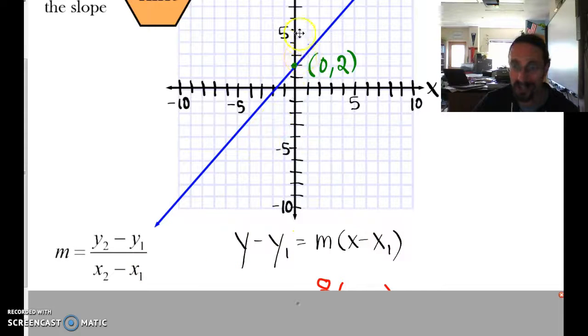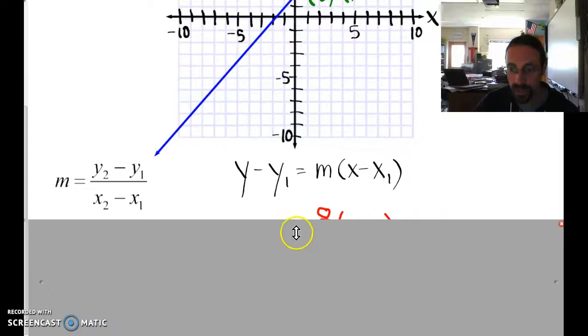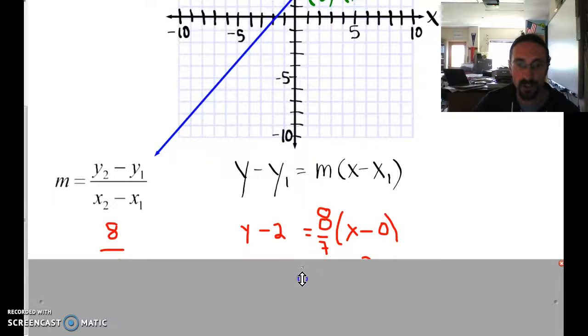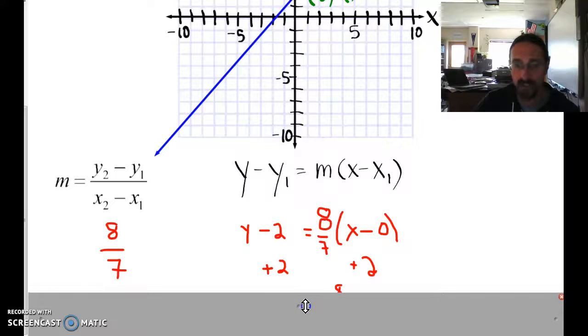Now you can also count the spaces when you have a graph. It works very easily just to look at it and figure out where you are. But let's go ahead here and take a look at what I did. All right, so my slope, I figured the change in y is 8, the change in x is 7. This is a positive slope. And then I take this slope here and plug it into this form.